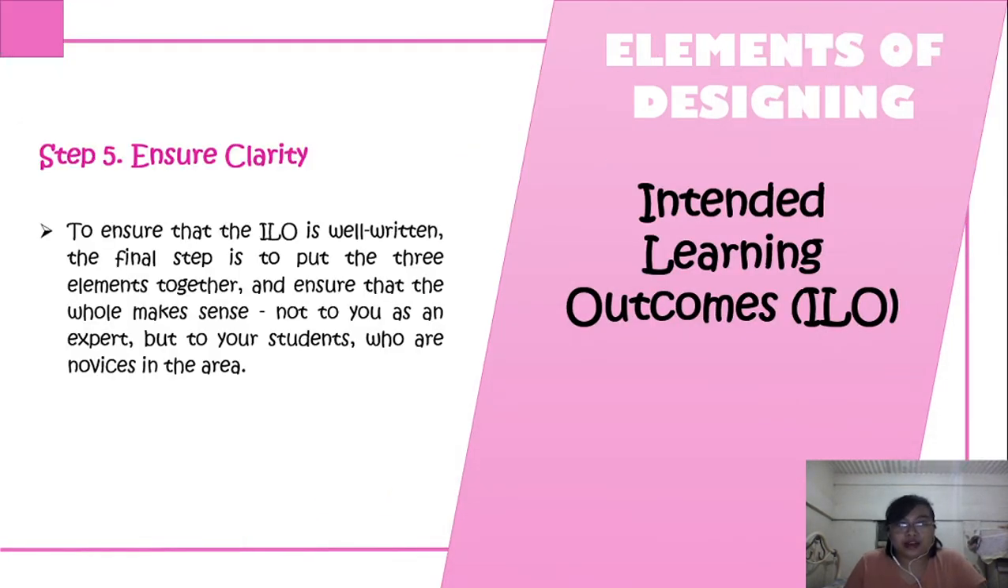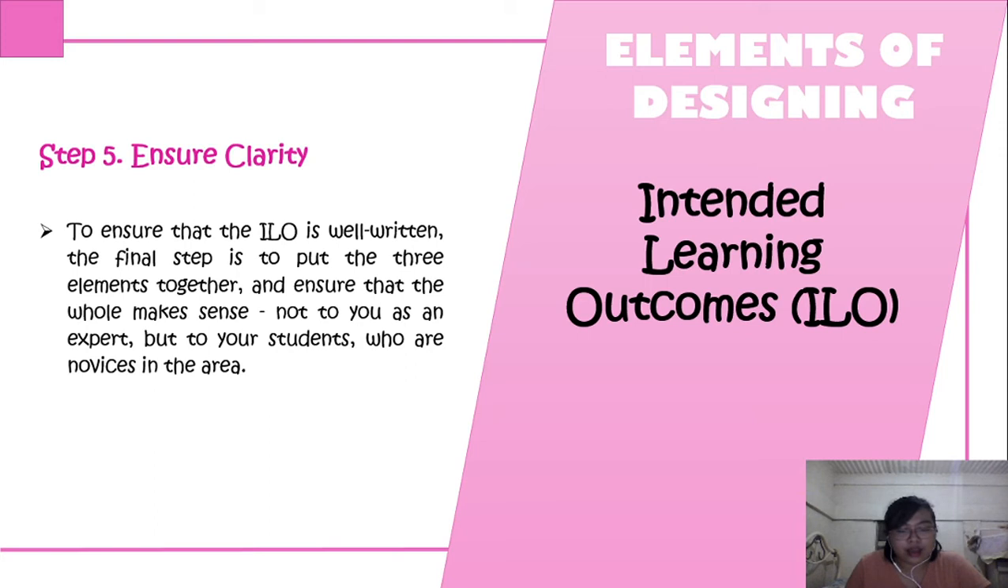Last step is to ensure the clarity. To ensure that the ILO is well written, the final step is to put the three elements together and ensure that the rule makes sense not to you as an expert but to your students who are novices in the area. So in ensuring clarity, we need to ensure that the intended learning outcomes are clear, specific, and feasible. So to ensure that the ILO is well written, combine the elements together. If we need to, remove any jargon and replace it with simple language.